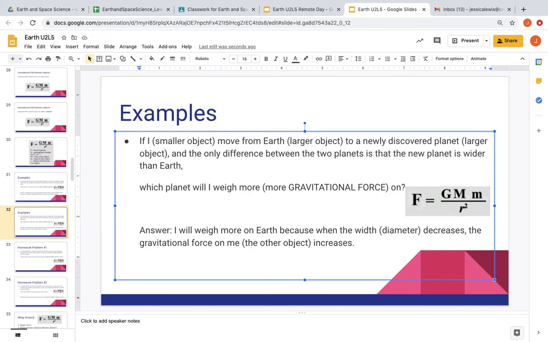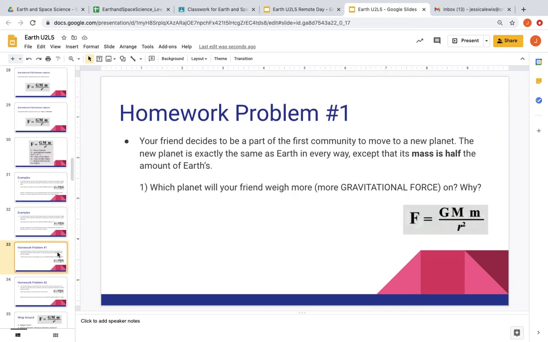Make sure you're writing all these examples out in your notebook, and you're also going to have to write out homework problem number 1 and homework problem number 2 in your notebook, and then answer them as well in full sentences. So let's go ahead and look at those. Homework problem number 1. Your friend decides to be a part of the first community to move to a new planet. The new planet is exactly the same as Earth in every way, except that its mass is half the amount of Earth's. So its mass is half as big as Earth's. Which planet will your friend weigh more on? Which one will have a greater gravitational force between the object and the person, and why? So you've got to answer that question.